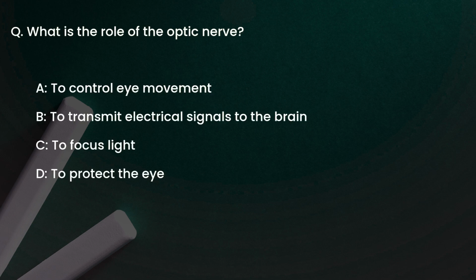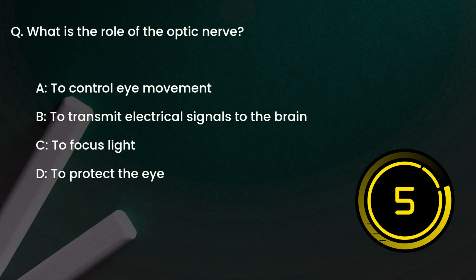Option A, to control eye movement. Option B, to transmit electrical signals to the brain. Option C, to focus light. Option D, to protect the eye. You have 5 seconds to answer the question.